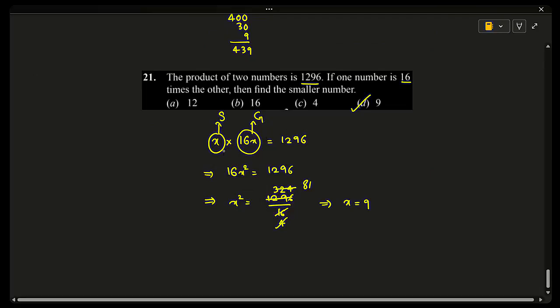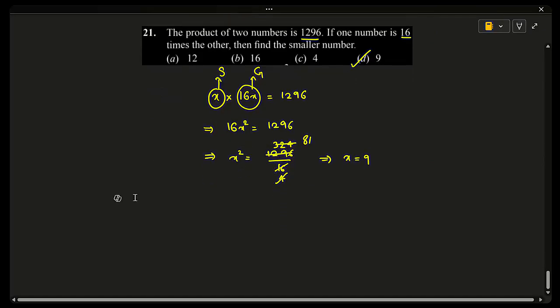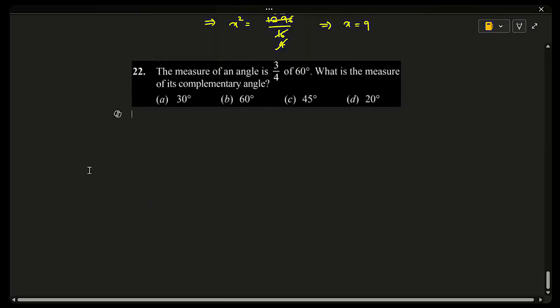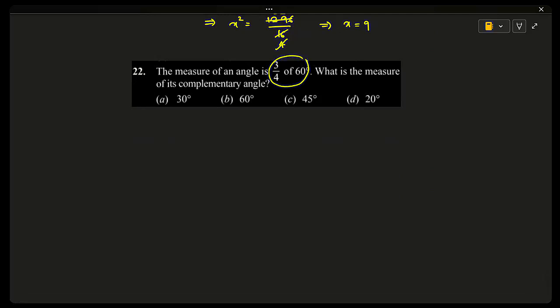Second question. The measure of an angle is 3/4 of 60 degrees. What is the measure of its complementary angle? First, let us find that angle. 3/4 of means we can multiply. So 4 into 15 is 60, 15 threes are 45 degrees. And for this, we have to find the complementary angle. Complementary angle we can find by subtracting from 90. 90 degrees minus 45 degrees is going to be 45 degrees. Option C.